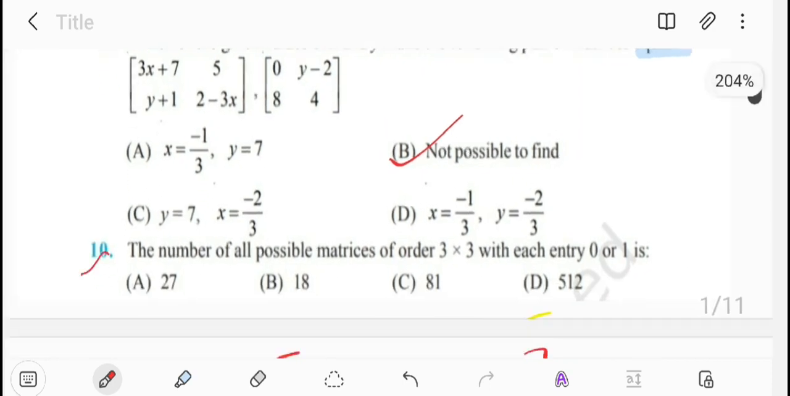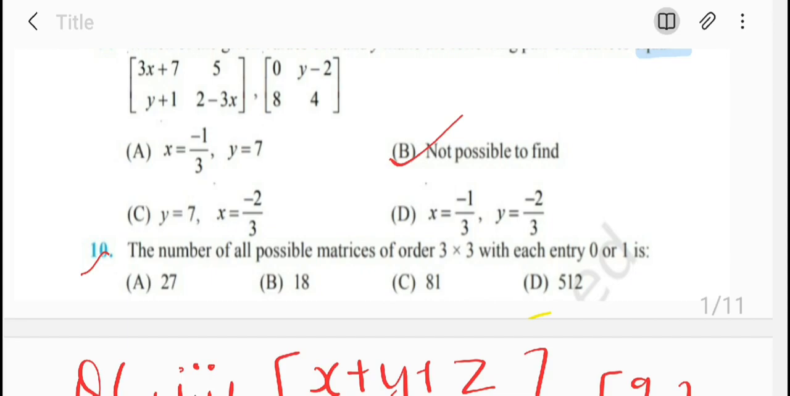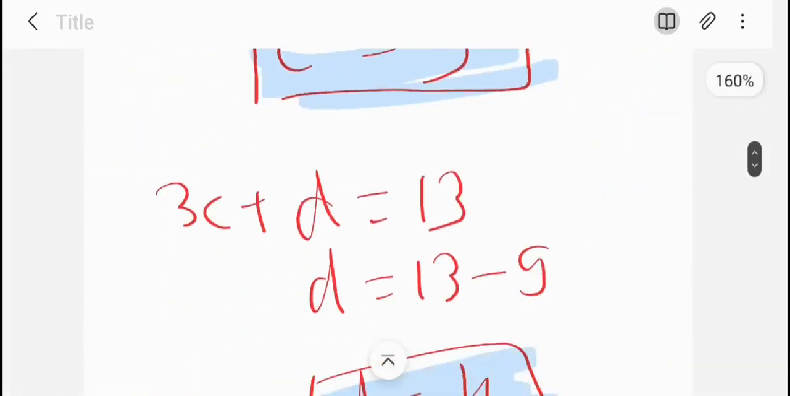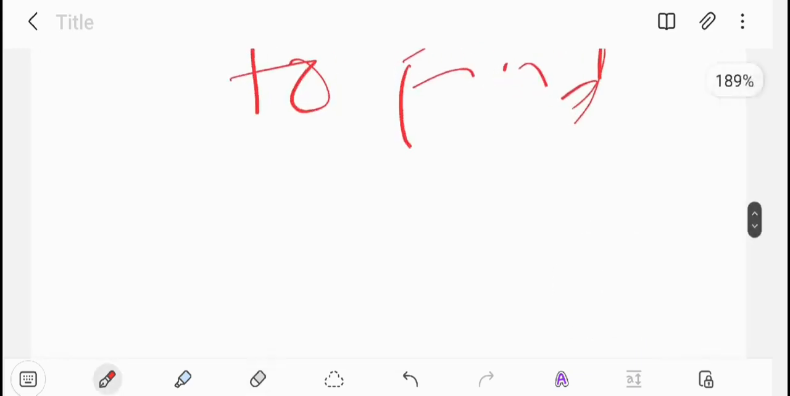Moving ahead to question number 10. This is an important question. It is also often asked in the CUET examination, so you need to be very attentive here. A similar question can be asked from you, but in a different way. Let me first discuss this question.